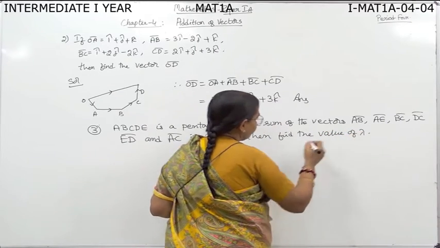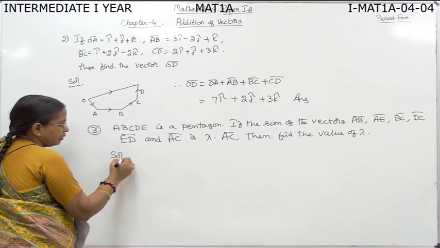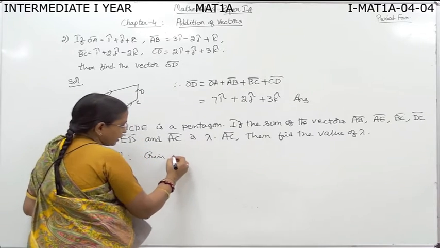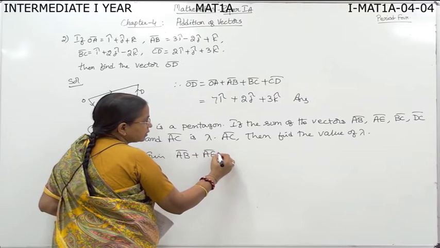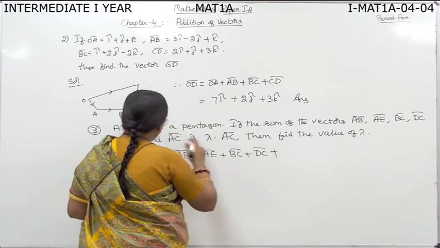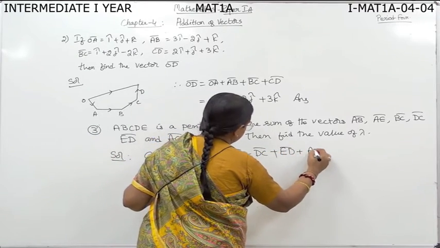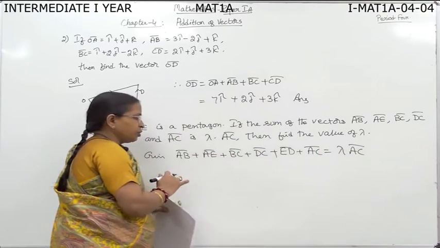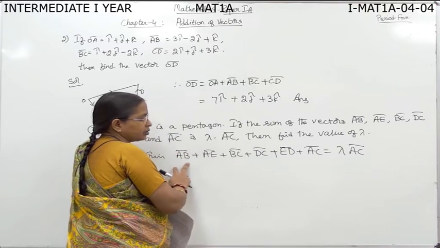This is the problem. So what is given? ABCDE is a pentagon. Then what is given? You are given that the sum of all the vectors, so add them: AB plus AE plus BC plus DC plus ED plus AC, is equal to lambda times AC. So now what you should do is simplify all this and write this also in terms of AC.